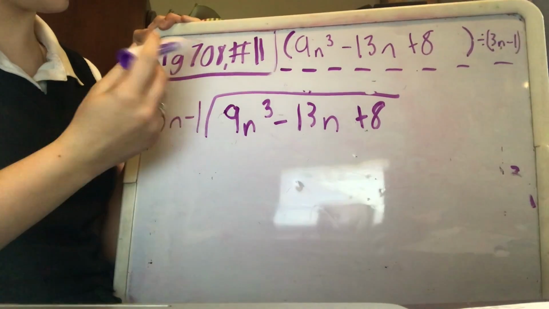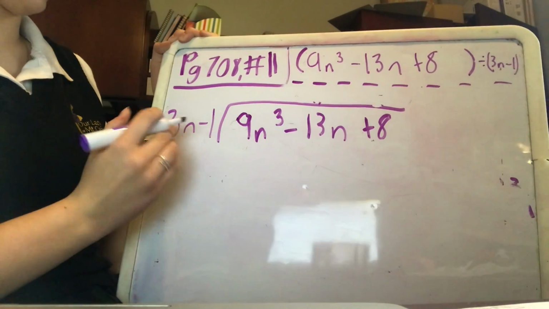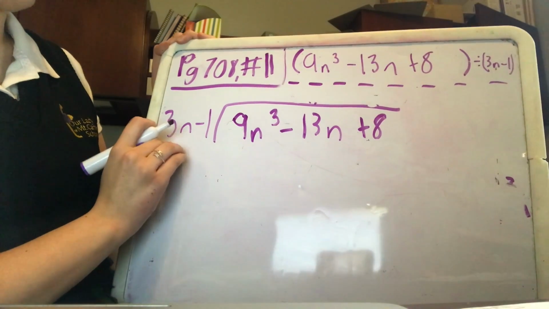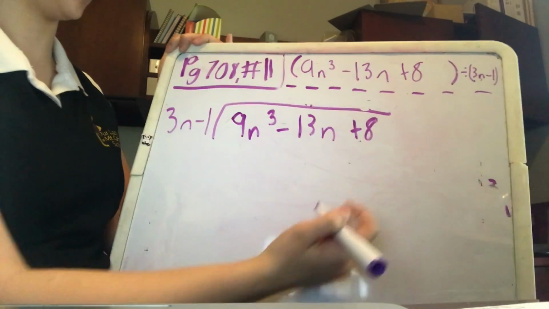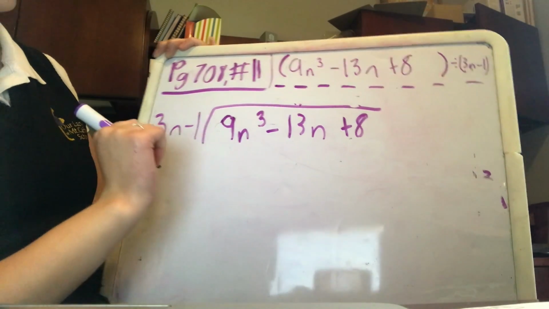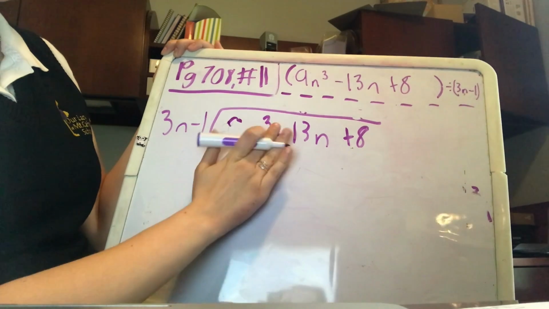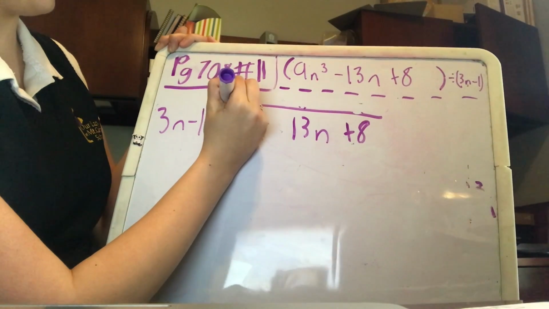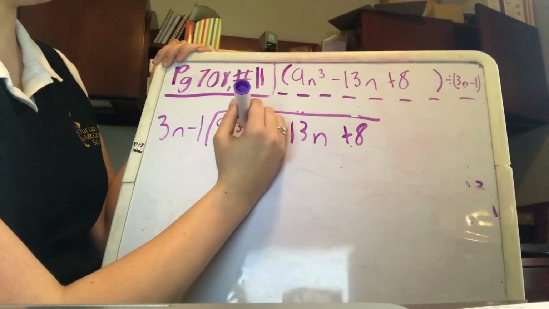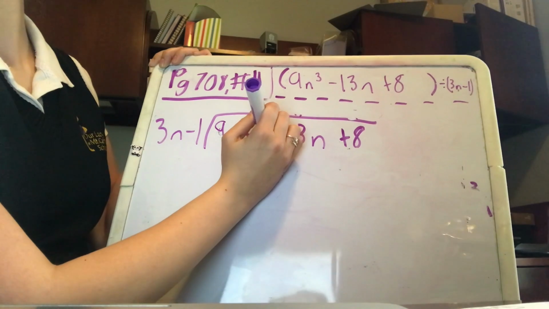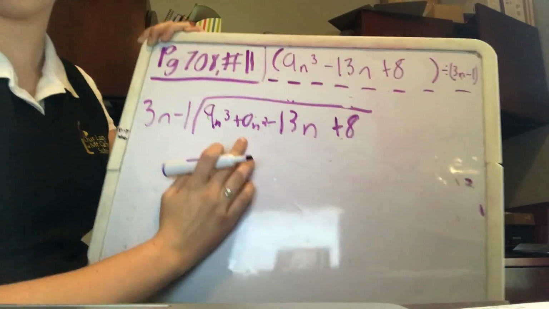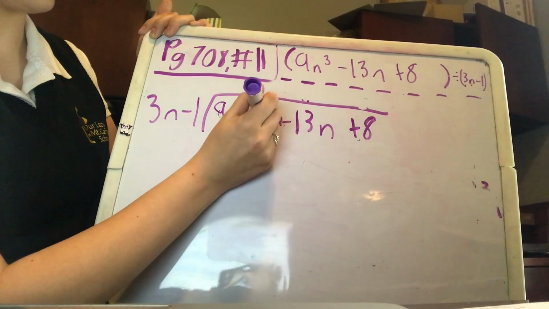Okay, so number 11 on page 708. So it's 9n cubed minus 13n plus 8 divided by 3n minus 1. So I wrote it out here. So actually for this one, we didn't get to this example in my class. So I'm just going to erase this part, scoot it over a little bit. 9n cubed, then we're going to add a plus 0n squared, minus 13n. Okay, it's a little bit cramped there, but you can see that we added this 0 as a placeholder.